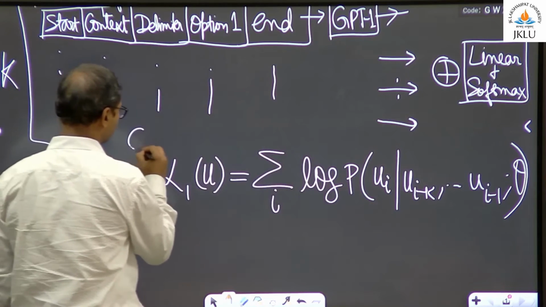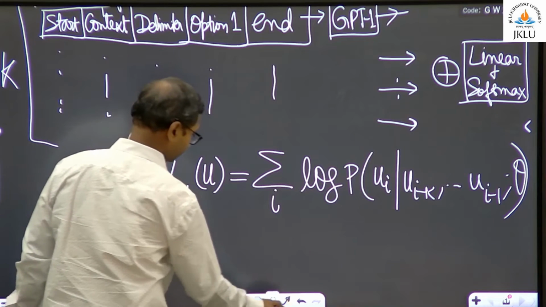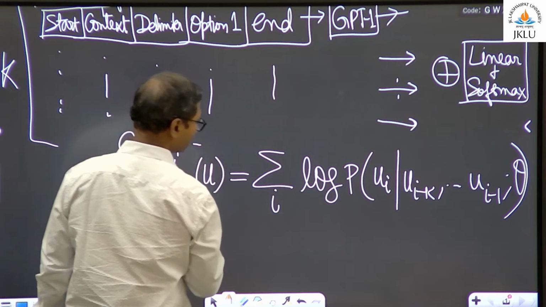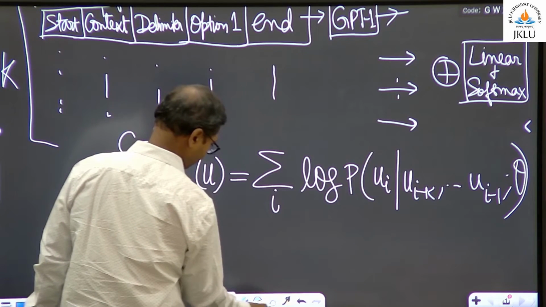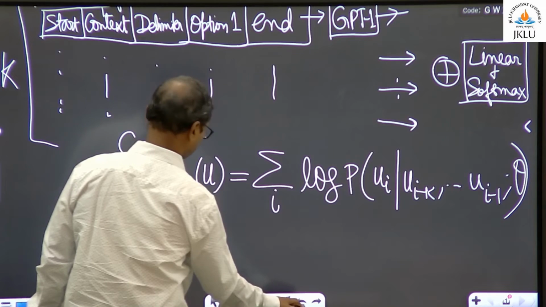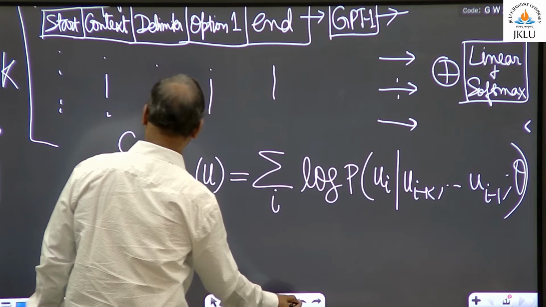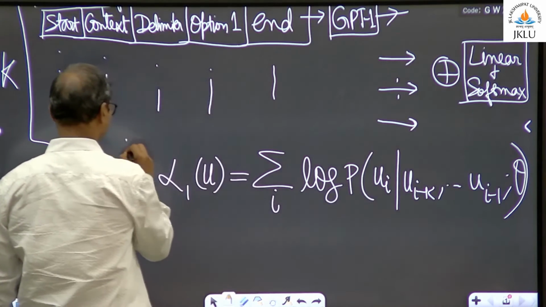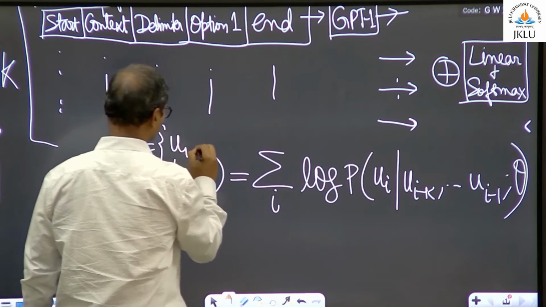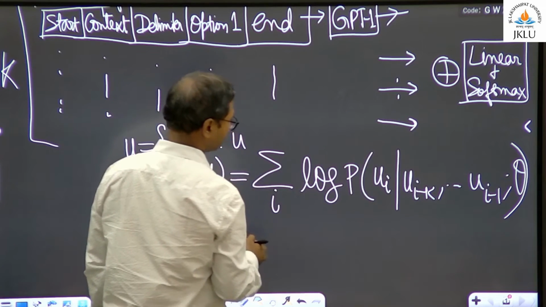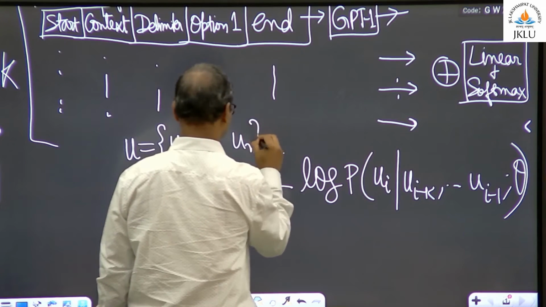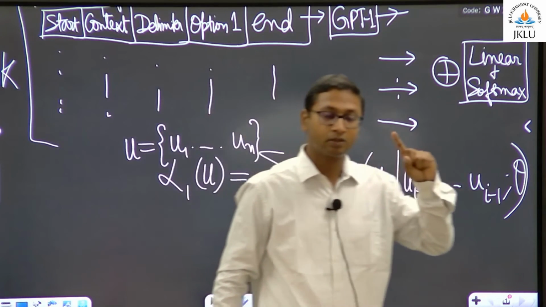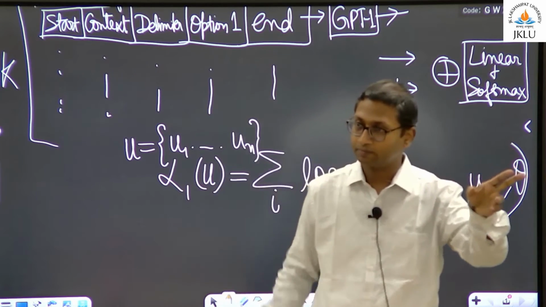So my corpus is basically, sorry, there is no C in this case, there is U. So my U is basically from U1 to, I am again using N, okay. Now this was the loss on which language modeling was done, okay.